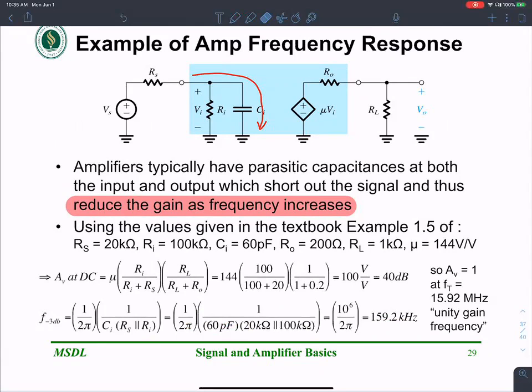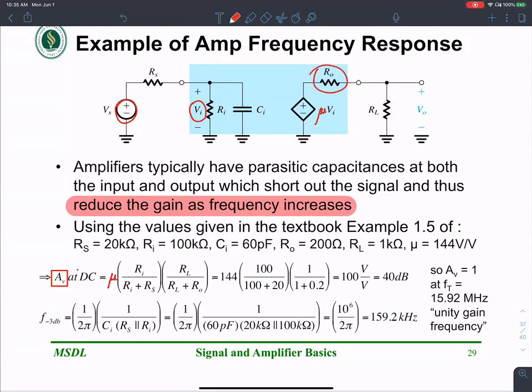So let's try to find the gain at DC. You're interested in finding the gain at DC. This is pretty similar to what we did in the last class, which was to find Vi in terms of Vs. Vi is really Vs times Ri over Ri plus Rs, because of the voltage division here. Then remember that gets multiplied by mu. So that's this mu over here.